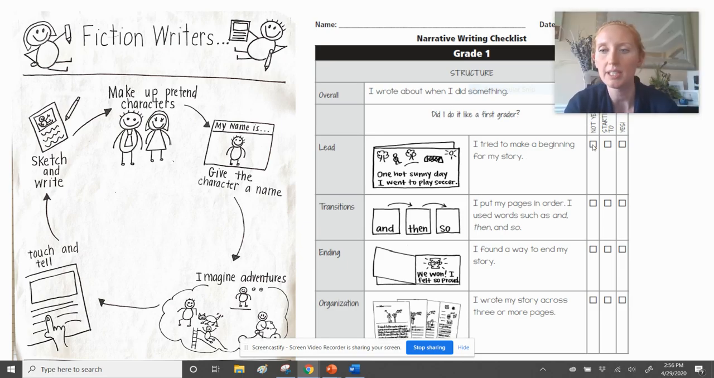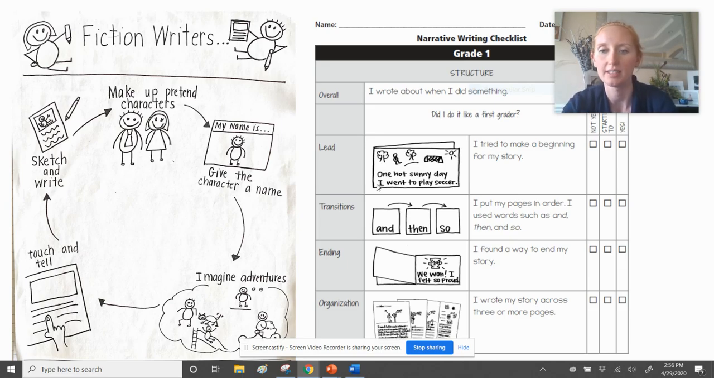If you don't have a beginning, you would be checking off the not yet box, starting to, or yes, I have a clear beginning. And a clear beginning should include the setting and who is in your story. Remember, this checklist is for all narrative writing, but in fiction writing, you don't want to use the word I. You want to say, Clara went to play soccer. Joey went to play soccer. Okay, whoever the name is of that main character in your story. Okay, so go back, check your beginning.